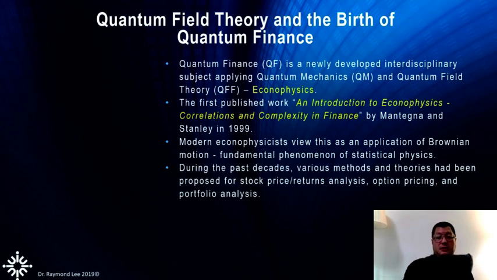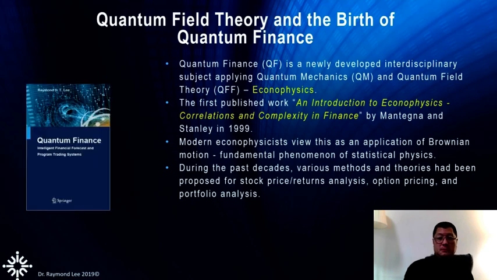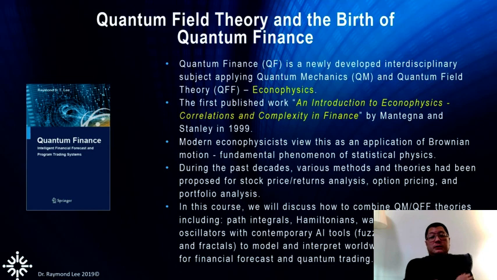So during the past decade, various methods and theories have been proposed for stock price and return analysis, option pricing, and portfolio analysis. So nowadays, we have a new book on quantum finance using a totally different method. So in this course, we will discuss how to combine quantum mechanics and quantum field theory, including path integral, Hamiltonian, wave function, quantum oscillator, and AI tools. Okay, but don't worry, we are not focused on the mathematics.